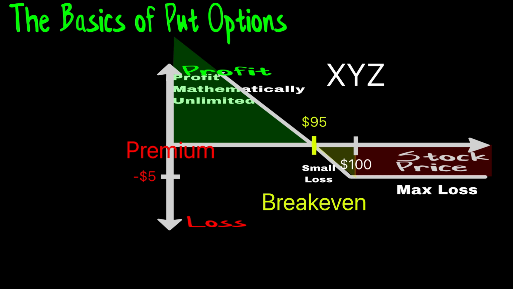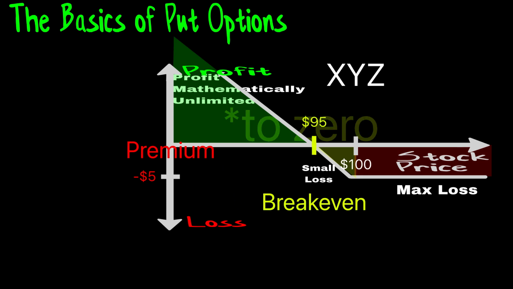If the stock is more than $100 at expiration, you'll be in the red zone with your max loss of $5 per share or $500. If the stock is between the strike price of $100 and the break even of $95, you will be in the yellow zone and lose less than your max loss. Finally, if the stock is less than $95 at expiration, you'll be in the green zone and make money. Your profit potential is mathematically unlimited.